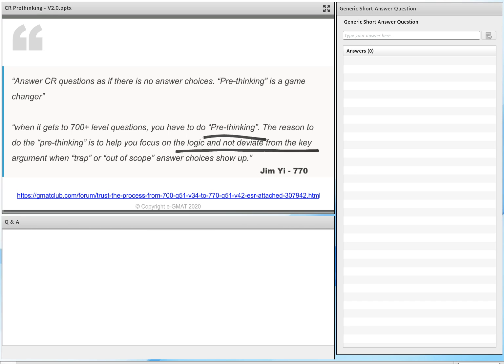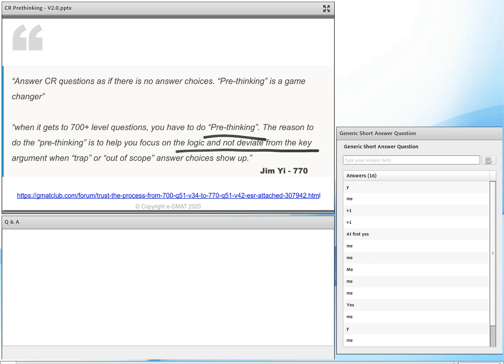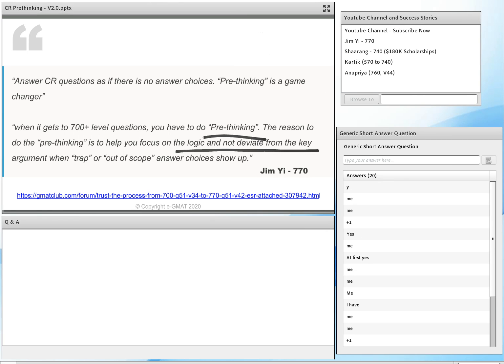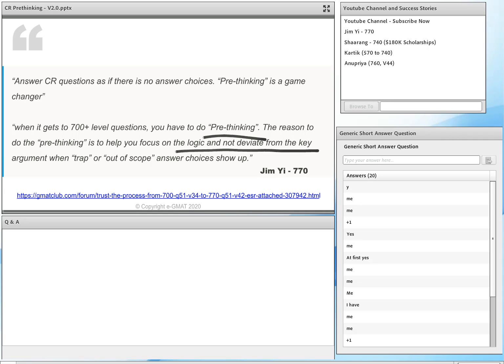How many of you have seen that? You get to answer choices and you feel, hey, I don't know, every answer choice seems correct. How many of you have done that? Yes. At first, yes, but that propensity is going to go down tremendously. If you click on GMU 770, you can go watch his success story over there.